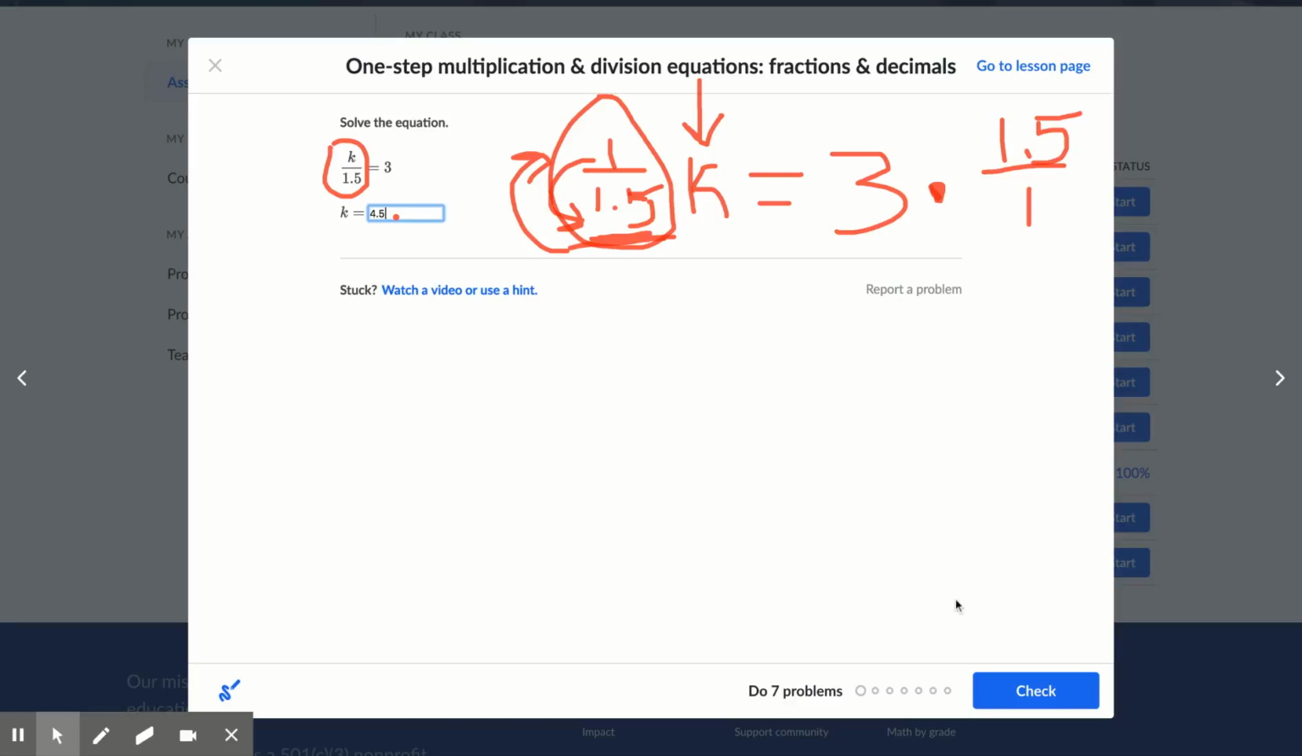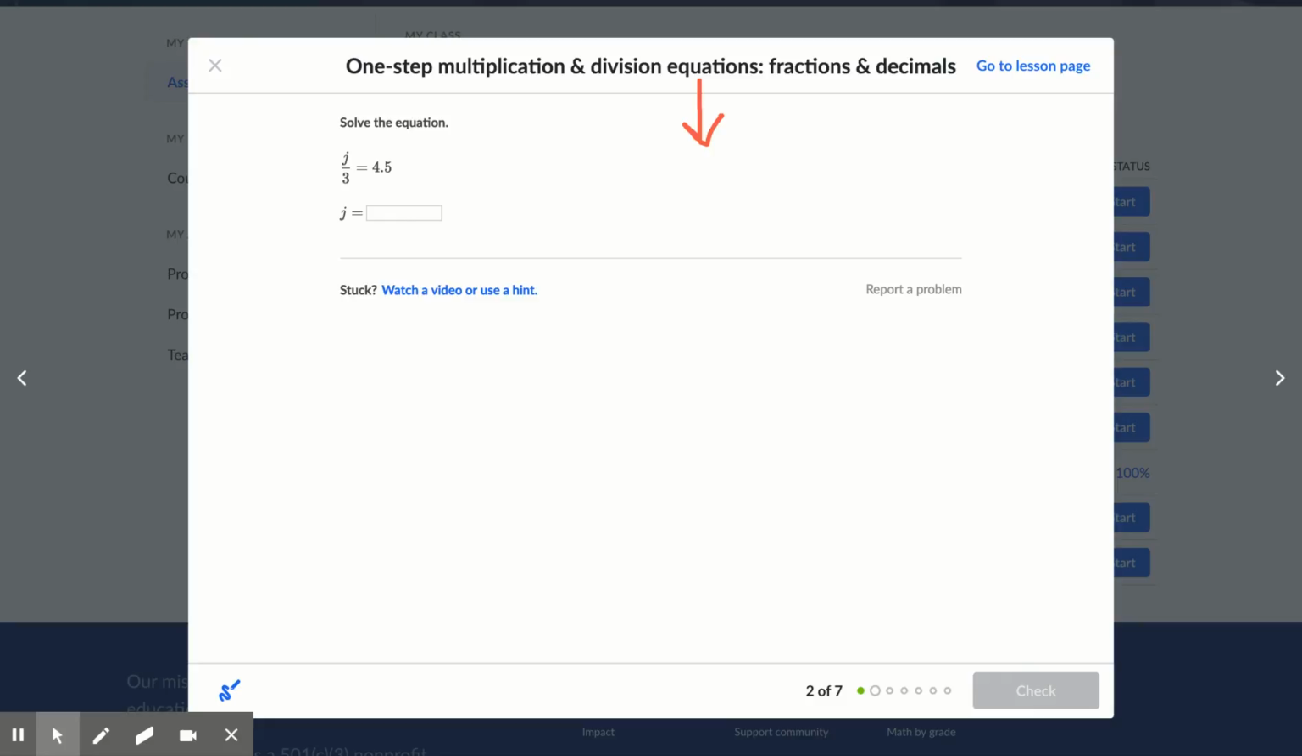And that's all you have to do. Remember, these are one step. So all you have to do is make one step on these, and then you solve it, and you're done.